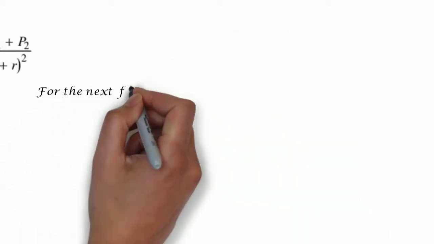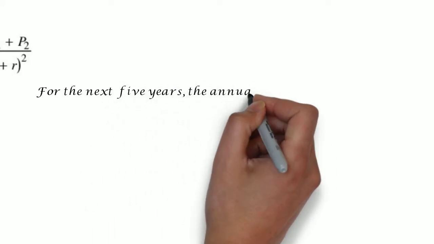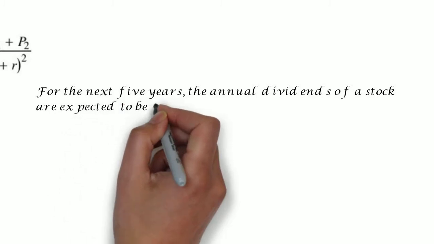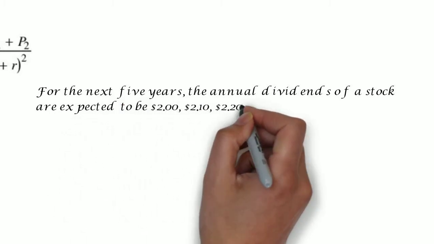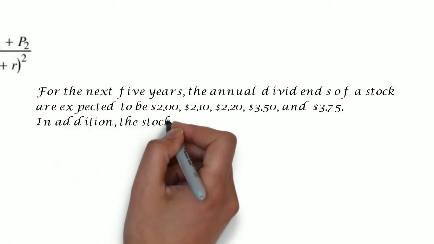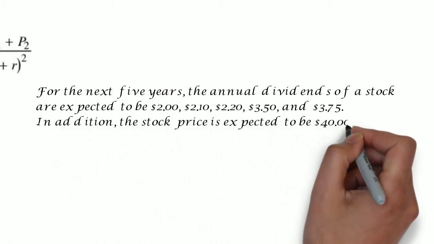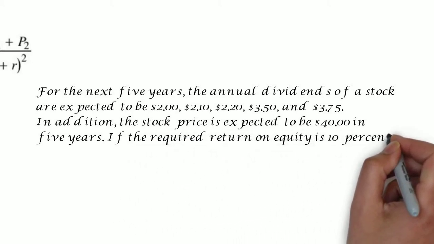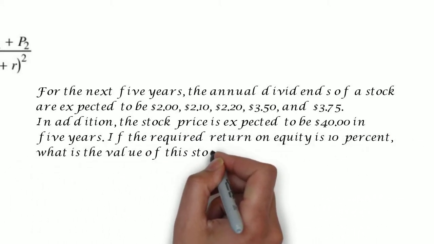For the next 5 years, the annual dividends of a stock are expected to be $2, $2.10, $2.20, $3.50, and $3.75. In addition, the stock price is expected to be $1.40 in 5 years. If the required rate of return on equity is 10%, let's find the value of the stock.